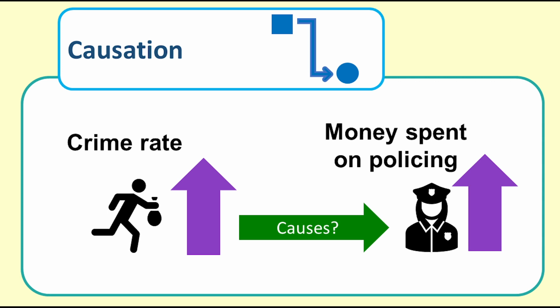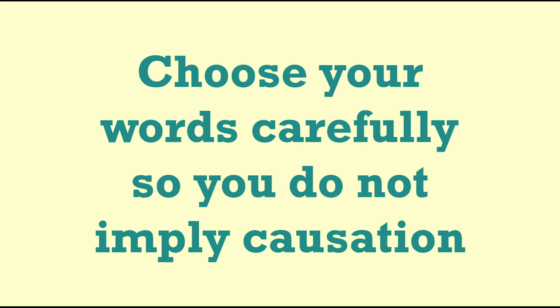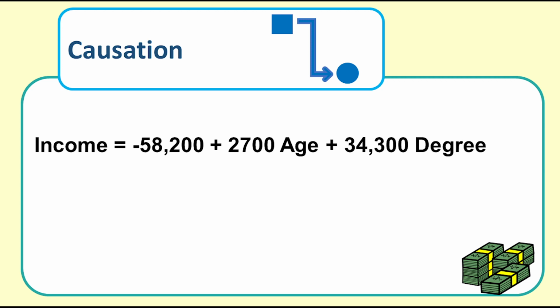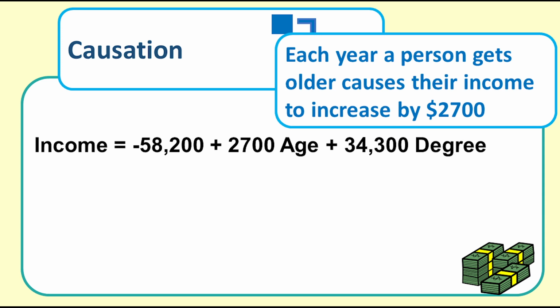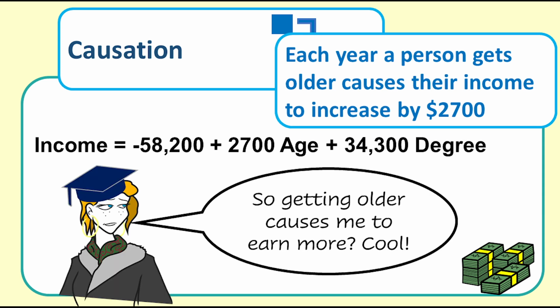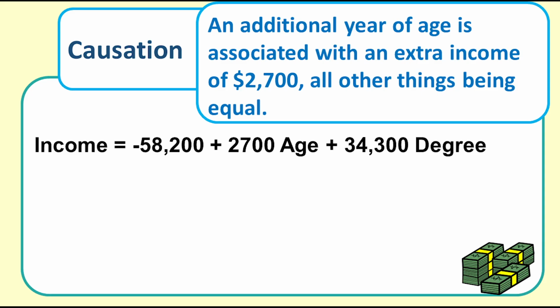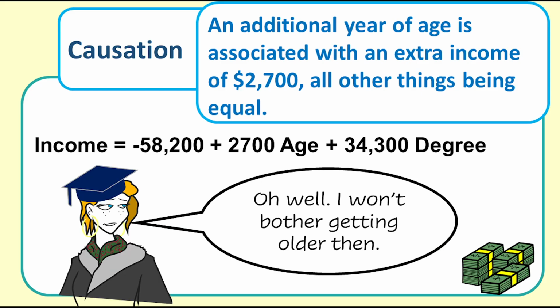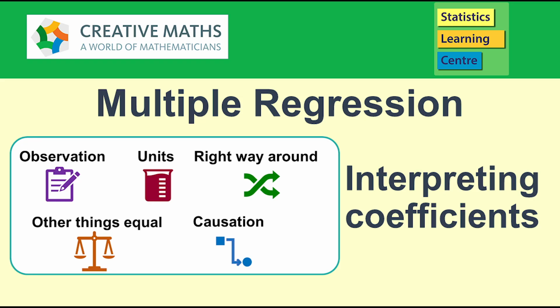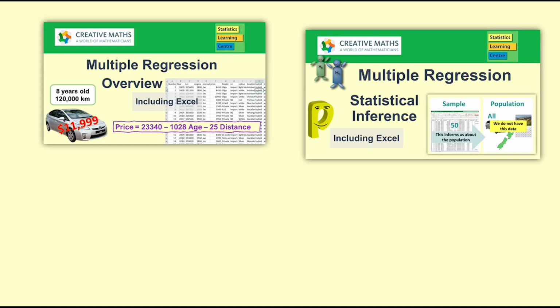So when we interpret regression coefficients, we need to be careful to choose our words so as not to imply causation. For example, in the income model we found that the age coefficient was 2,700. It would be incorrect to say that each year a person gets older causes their income to increase by $2,700. A better way to put it is, an additional year of age is associated with an extra income of $2,700, all other things being equal. This video has been about interpreting regression coefficients and is one of several videos about multiple regression.